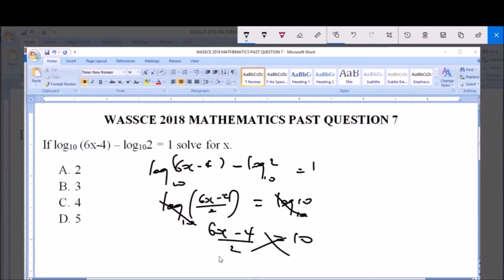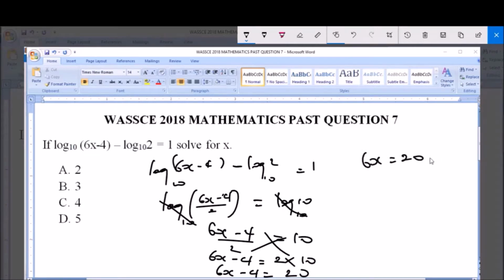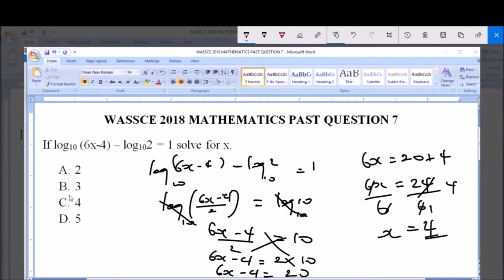Now when you cross multiply, you have 6x minus 4 is equals to 2 multiplied by 10, and so we have 6x minus 4 is equals to 20. From this we can now say that 6x is equals to 20 plus 4, that is taking this negative 4 to this side, it becomes positive 4. Now 6x is equals to 24. So dividing both sides by the coefficient of x, which is 6, we cancel 6, liberating x, then 6 into 24 will give us 4. So x is equals to 4, and that is option C.